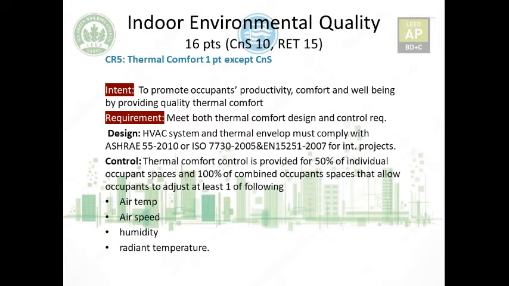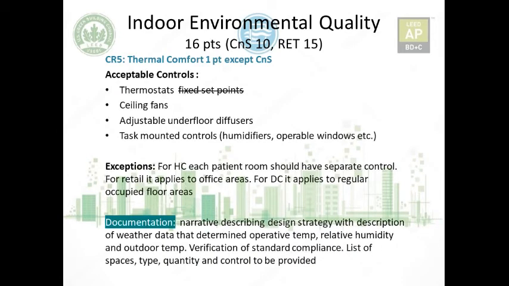So we know that there are 6 factors based on which the design has to be made, and these are the controls that are to be provided. At least one of these controls should be provided. We'll see what are the acceptable controls. So the first one is thermostats, but it should not have a fixed set point. If you fix the set point for the thermostat, it kills the idea of any control. So thermostat without fixed set points, ceiling fans is one of the acceptable control, adjustable underfloor diffusers, and task-mounted controls like humidifiers for humidity and operable windows, etc.